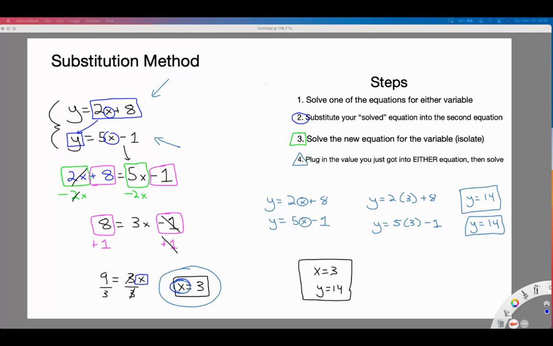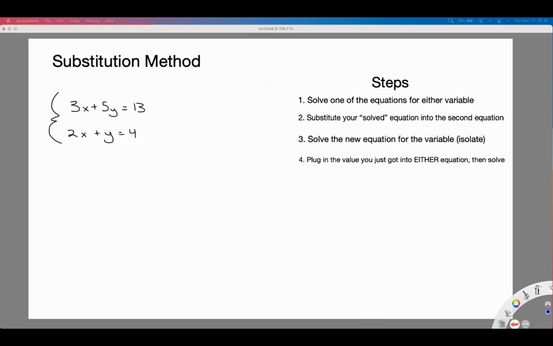I think we're going to do pretty well with it, but I do want to show you one last example here in just a second. All right, so for our second example, we have 3x plus 5y equals 13. And then the second equation in the system is 2x plus y equals 4.